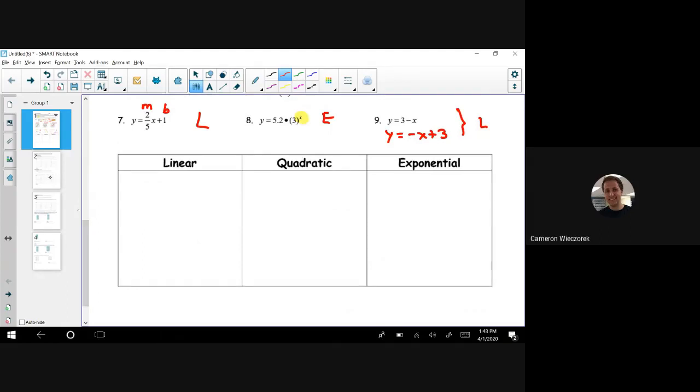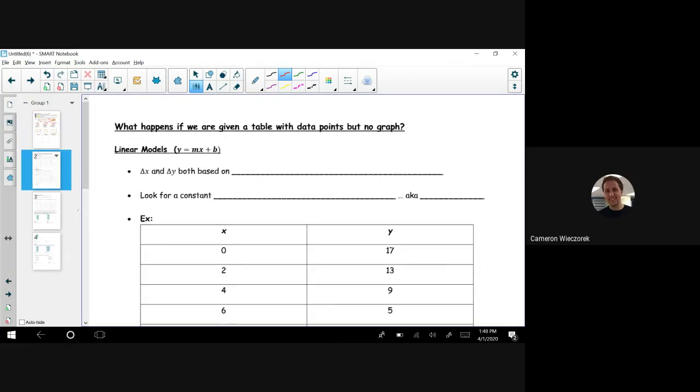So moving on to page 2, the big goal of this lesson is, well, how do we tell with a data table? If we just have a bunch of random numbers, how am I supposed to know without looking at a picture if that's going to be linear, if that's going to be exponential, or if that's going to be quadratic? And so first thing I'm going to do is give you some reminders on how do you decide that for linear and exponential, and then we'll move on to the new one that we haven't done yet, which is quadratic.